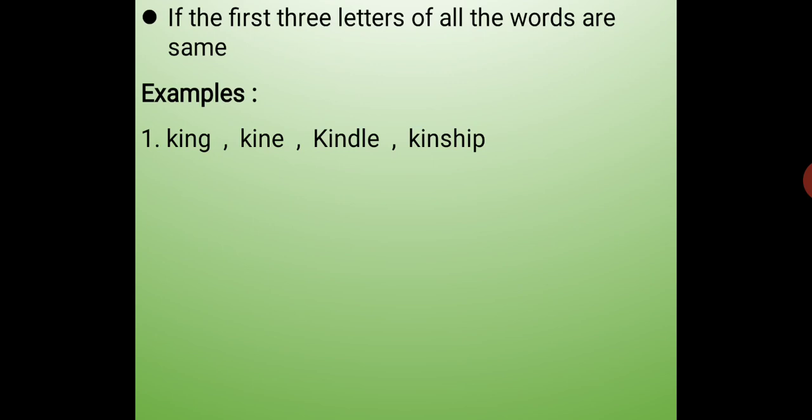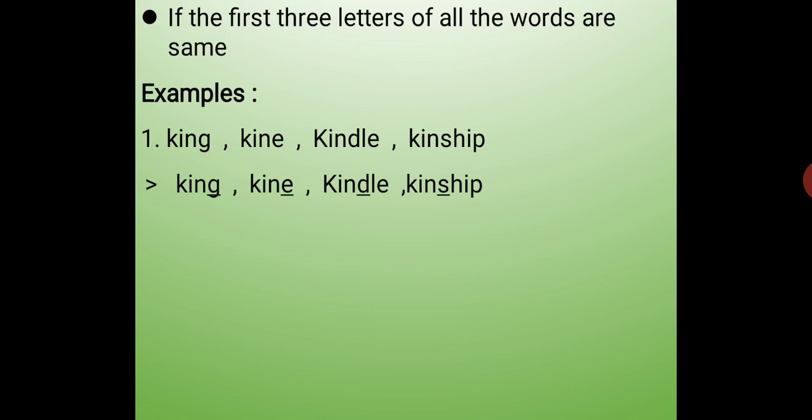So now we get that the first 3 letters of all the words are same. Now what can we do? Whenever the first 3 letters of all the words are same, we move on to the 4th letter of the words. Which are they? G from king, E from keen, D from kindle, S from kinship. First of all, we underline them. Now we get the first 4 letters: G, E, D and S.